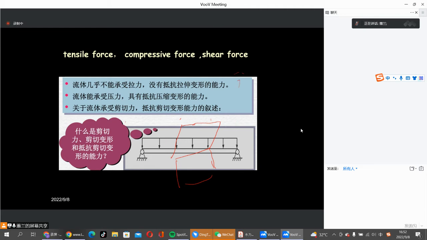Okay, so we take a cube. Sorry for my drawing. Okay, so we have the... Sorry, can't find it. Okay.